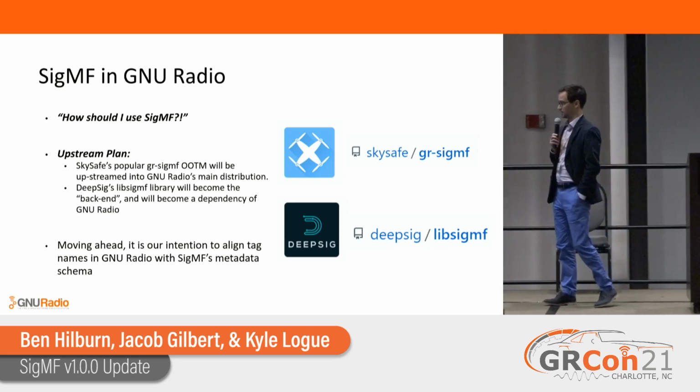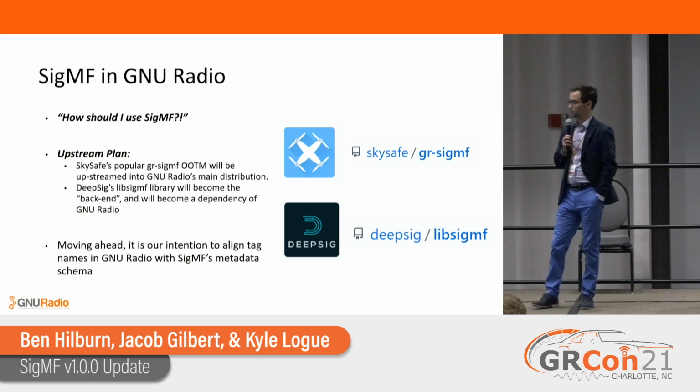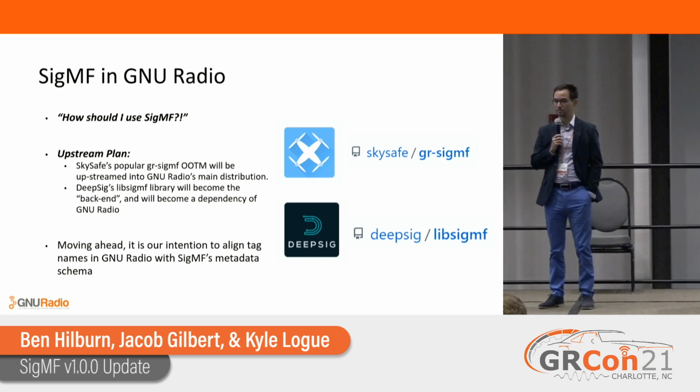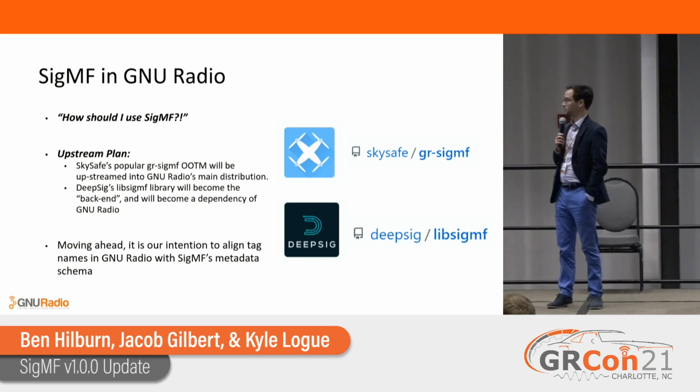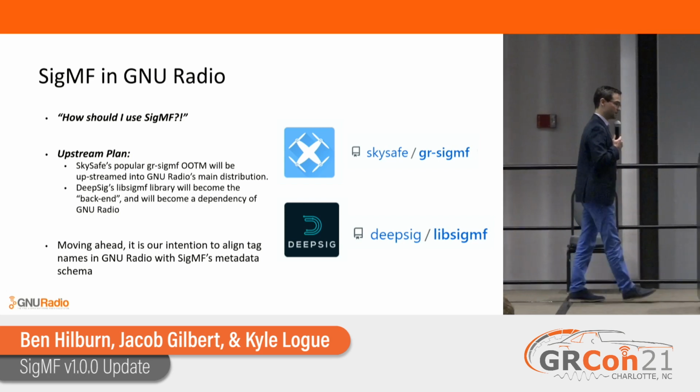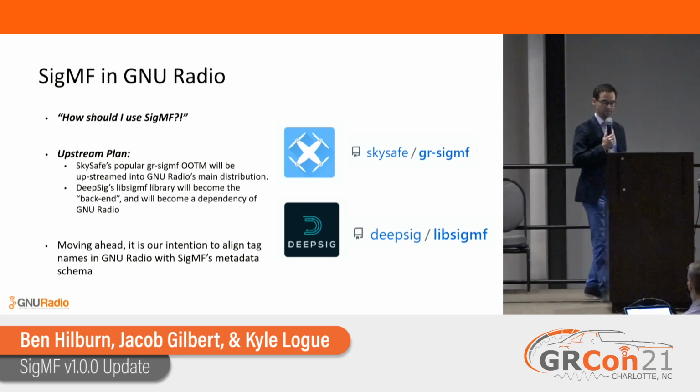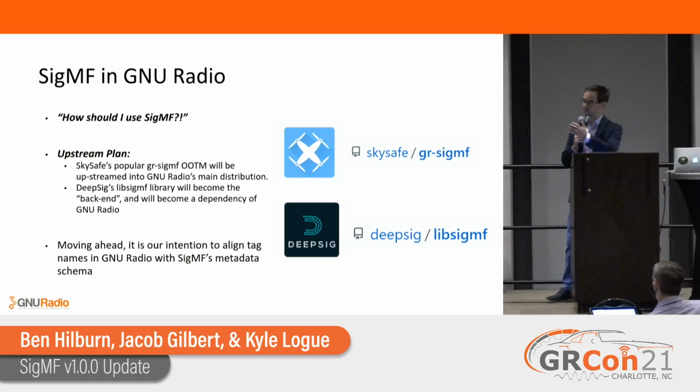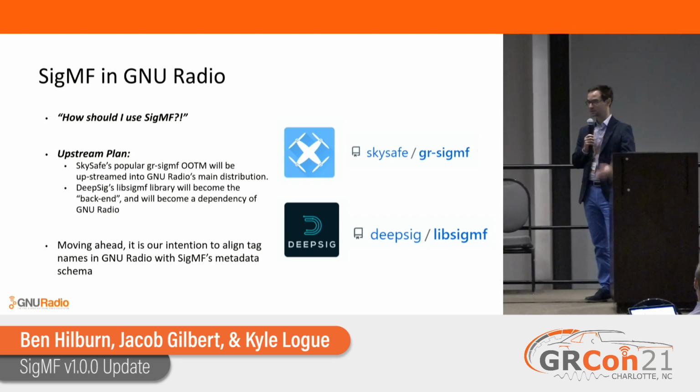Before that happens, it is going to migrate from its existing JSON parsing library to DeepSig's libSigMF. So DeepSig has invested a lot in building, it's not just JSON parsing, it obviously includes a JSON parser, but specific to SigMF for GNU Radio applications. So libSigMF will become a dependency within GNU Radio. GR SigMF will get upstreamed.